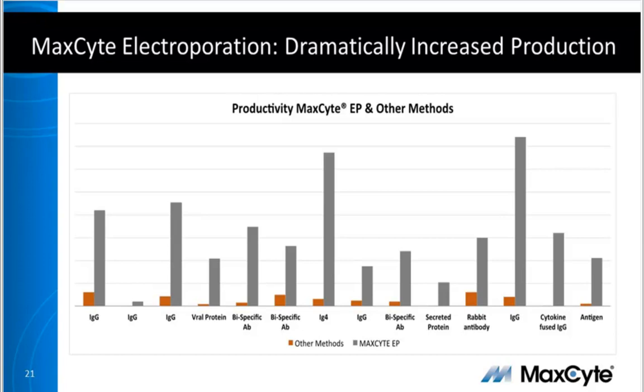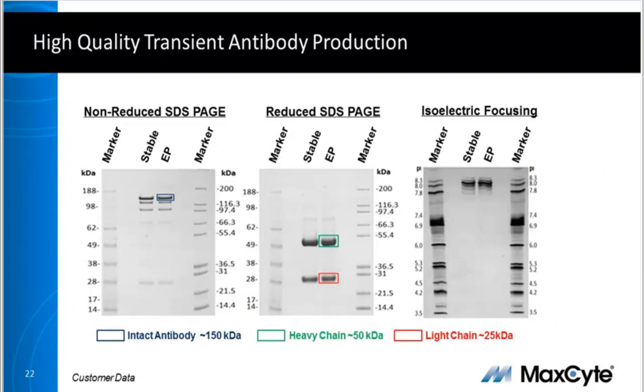I'd like to shift gears a little here and spend the next few slides illustrating the quality of proteins produced using Maxcyte electroporation and their similarities to stably produced proteins. In the study shown on this slide, the client had previously created a stable cell line to use as a reference. CHO cells were transiently transfected using small-scale Maxcyte electroporation with an IgG expression plasmid.